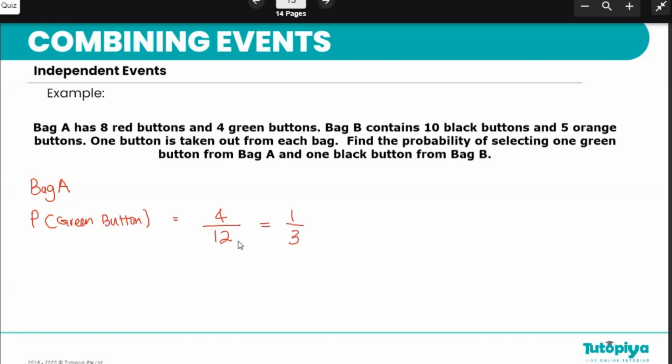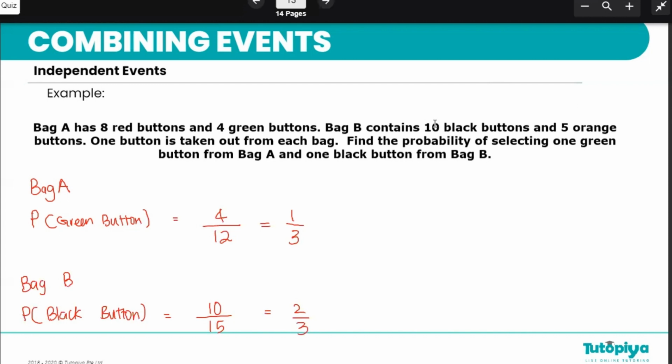Then I'm also going to find the probability of selecting a black button from bag B. This is going to be 10 out of a total of 15 outcomes, because I have 10 black buttons, but a total of 15 buttons. Then I can simplify this down to 2/3.